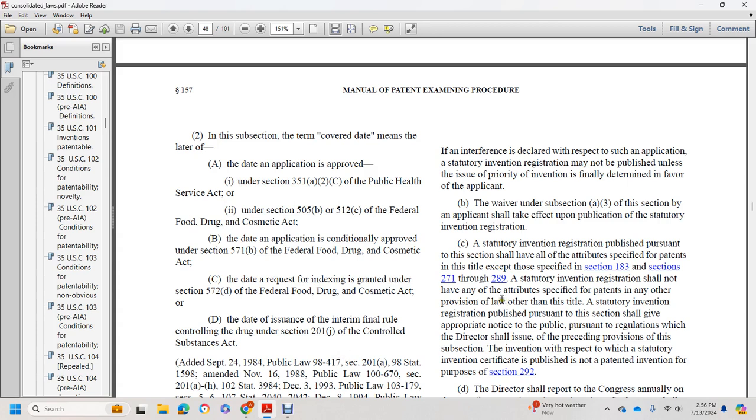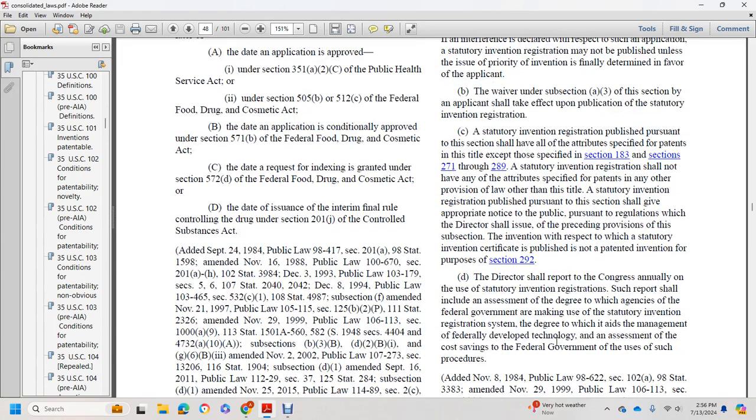A statutory invention registration shall not have any of the attributes specified for patents under any other provision of law other than the type of the statutory invention registration published pursuant to the section. It shall give appropriate notice to the public pursuant to the regulation of the Director. The preceding provisions of the subsection apply with respect to the statutory invention certificate published for the patent invention for the purpose of section 292.